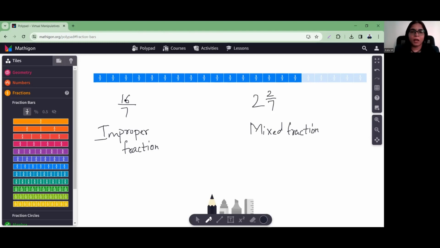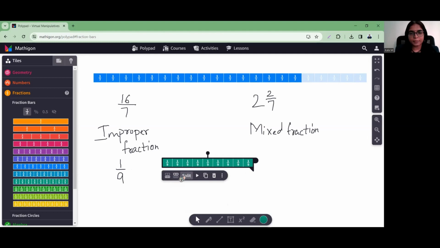Now, keeping all this in front of us, it is very easy, very simple. But if we only have the 16 sevens, how do we make this 2 and 2 sevenths? For that, I want you to understand that whenever we say a fraction, it also has some meaning. For example, if it's 1/9, what is the meaning?